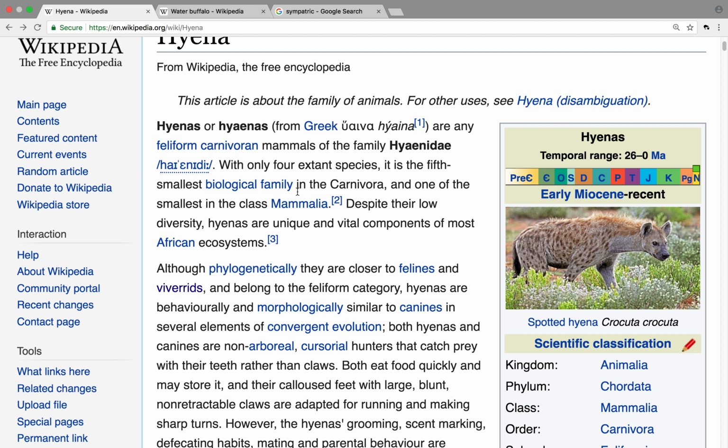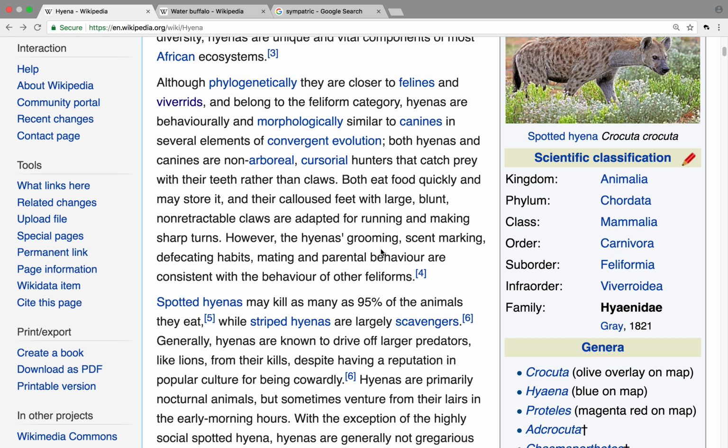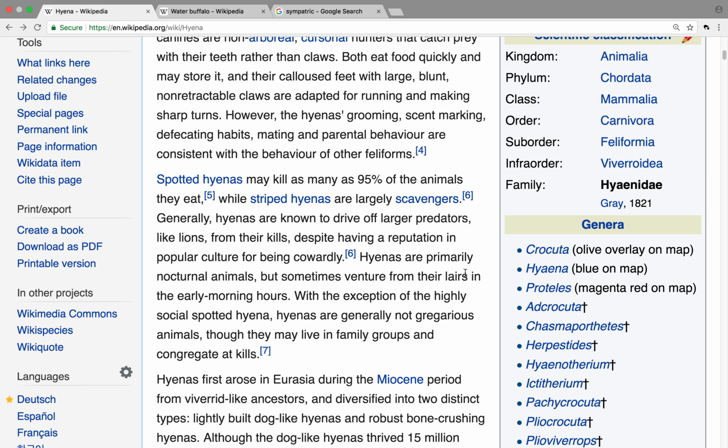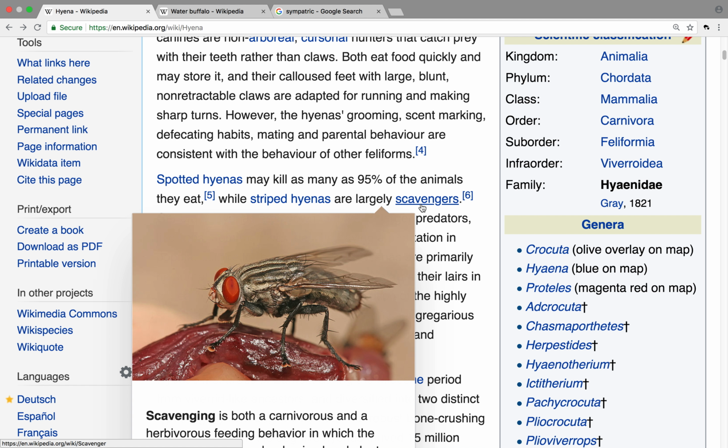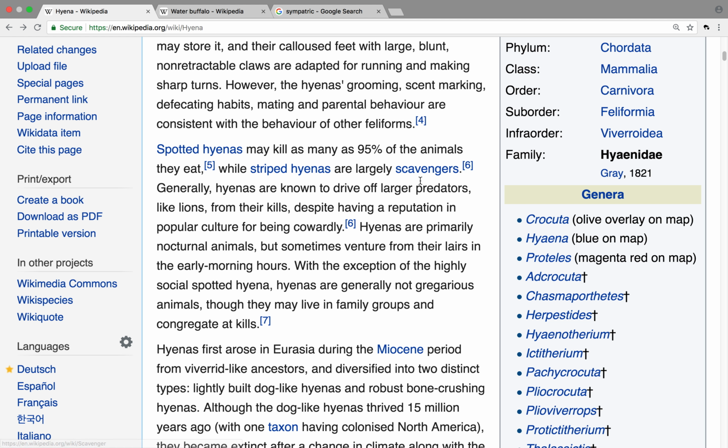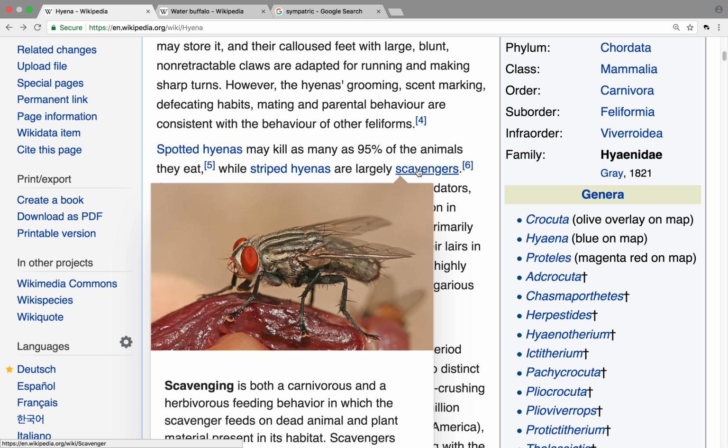Okay, now we're going to look about hyenas. So look at here. There's a hyena, and it tells all about them. Down here it says spotted hyenas may kill as many as 5% of the animals they eat, while striped hyenas are largely scavengers. What is a scavenger? A scavenger is an animal that feeds on dead animals or plants.